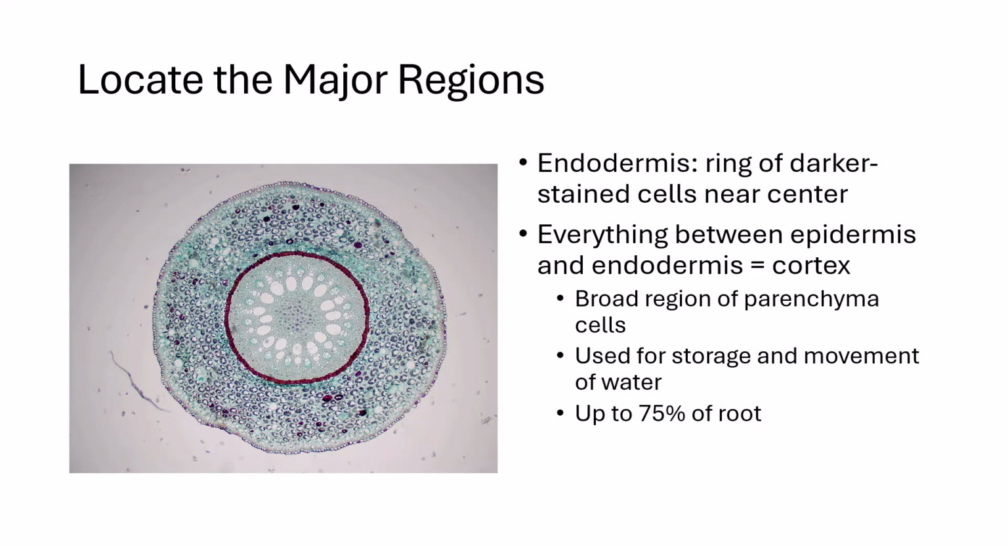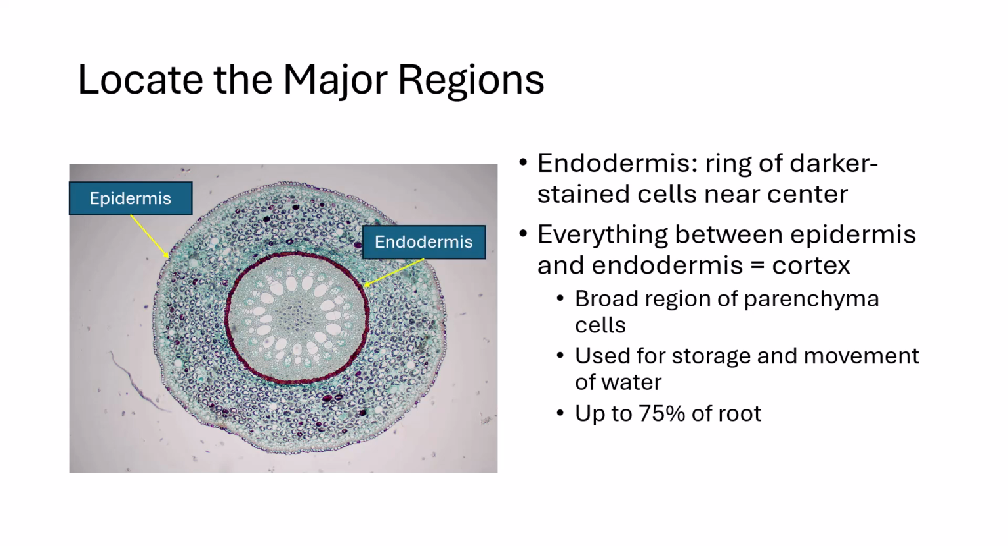We will start by looking at this cross-section of greenbrier on scanning power so you can see the entire cross-section and get oriented. First, find the epidermis. This is the outermost layer of the root and is usually only one cell layer thick. These cells form the surface of the root, and in living roots, many of them would produce root hairs to increase surface area for absorption. In your slide, think about the epidermis as the outer skin of the root.